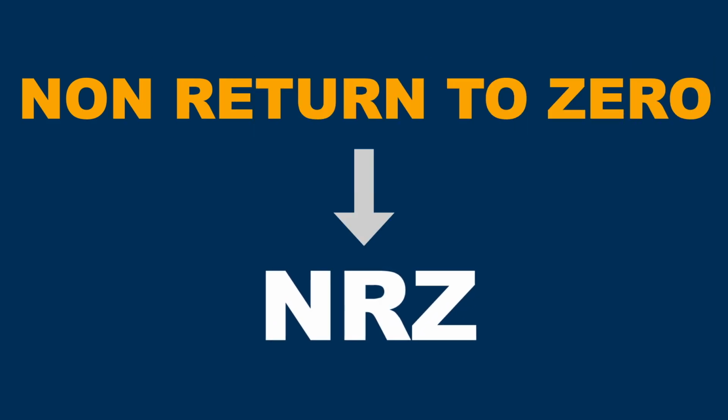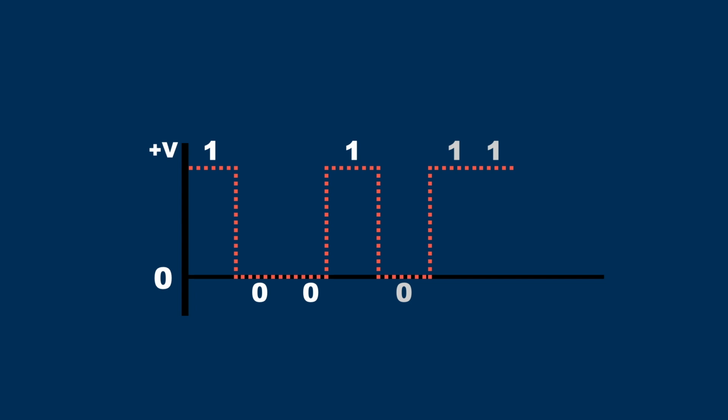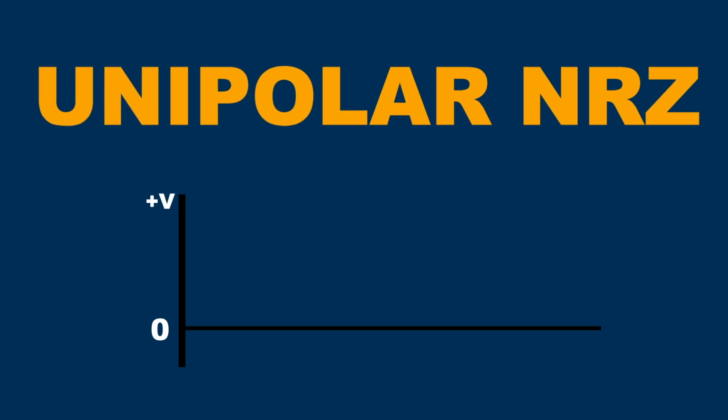Non-return to zero, or NRZ, is a unipolar line coding scheme, not to be confused with NRZ-L or NRZ-I, which are polar NRZ schemes. Unipolar simply means that all the non-zero signal elements have the same polarity. The unipolar NRZ scheme is simple and works by representing binary 1 as positive voltage and binary 0 as zero voltage. So for example, this sequence of bits would look like this.